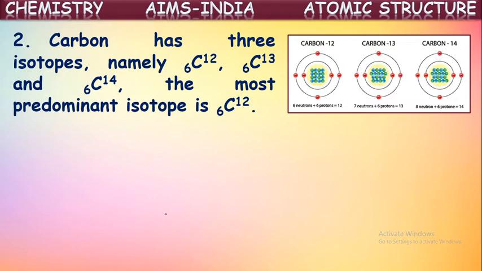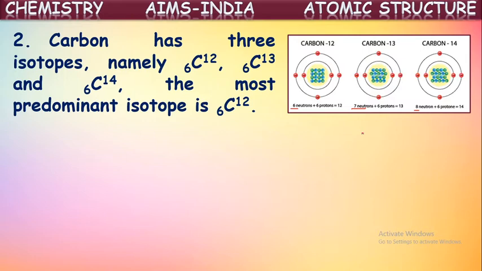But if you observe, the number of neutrons is being varied. The first one has 6 neutrons. Carbon-13 has 7 neutrons. Carbon-14 has 8 neutrons. So as the number of neutrons changes, their mass number changes. They have the same atomic number, but the mass numbers are different because of the difference in the number of neutrons.